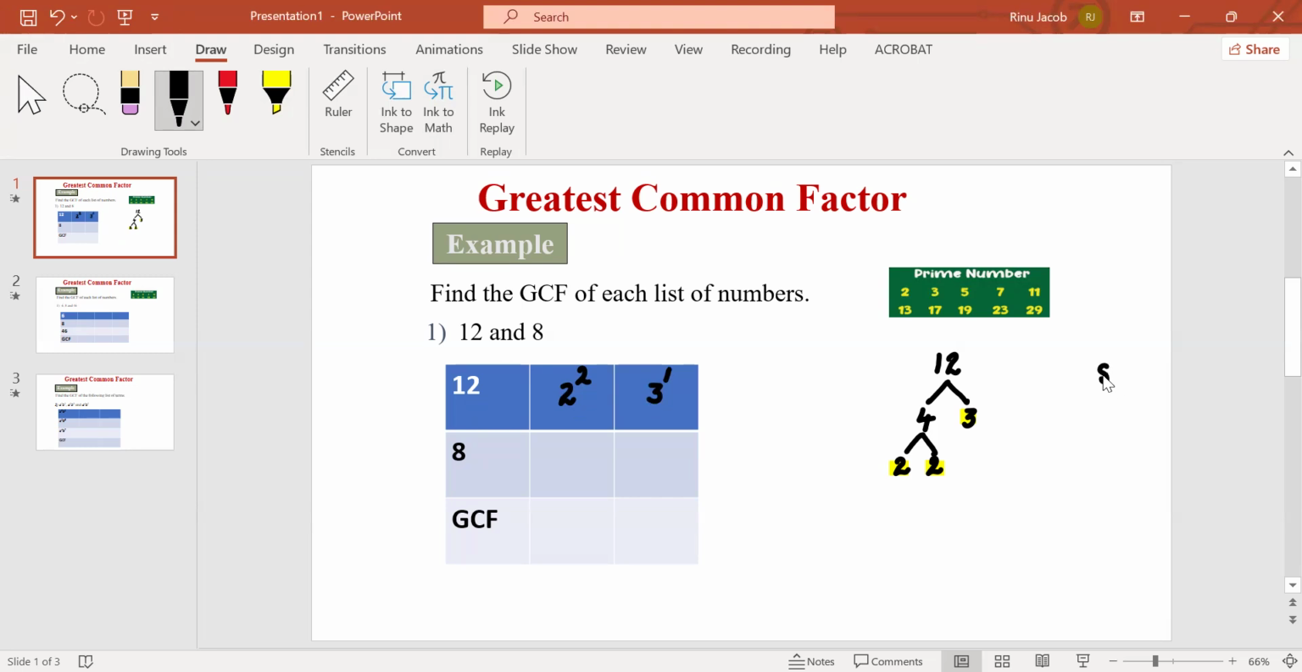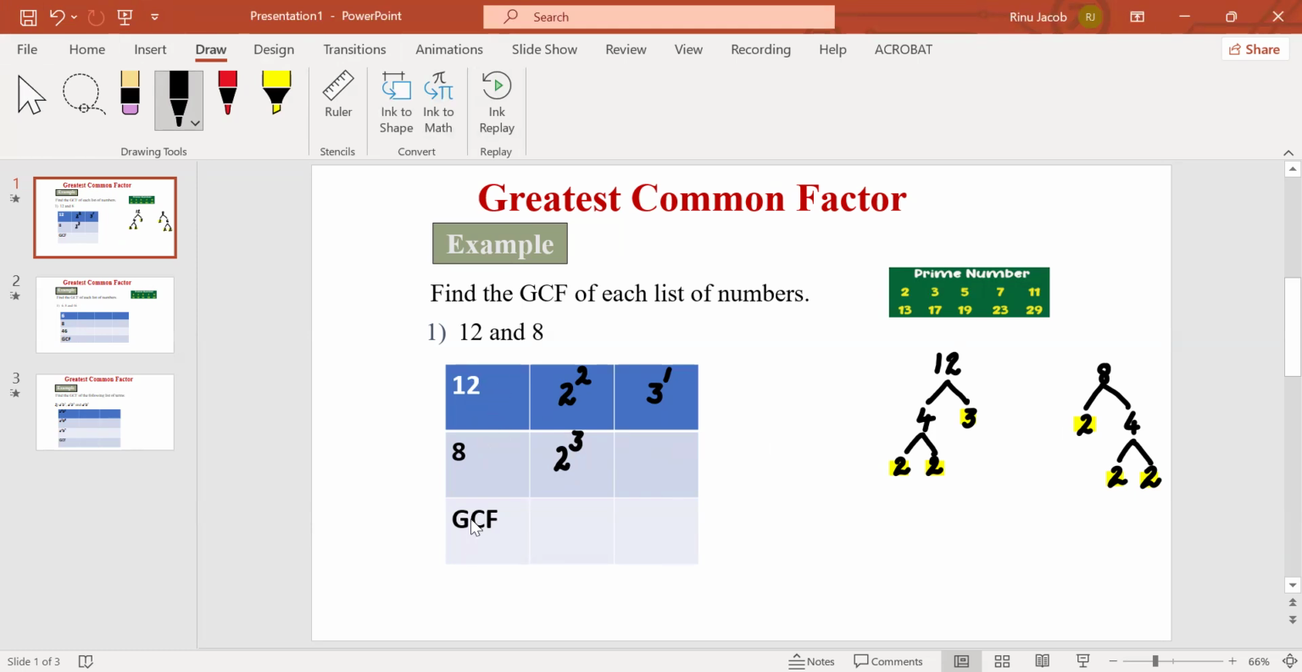Let's focus. It's 8. 8, we all know, is 2 times 4. The 2 is a prime, so I'm going to highlight that. Now comes 4. We know that it is 2 and 2. Both are primes. I'm going to highlight. So 8 is nothing but 2 to the power 3. I hope it is clear.